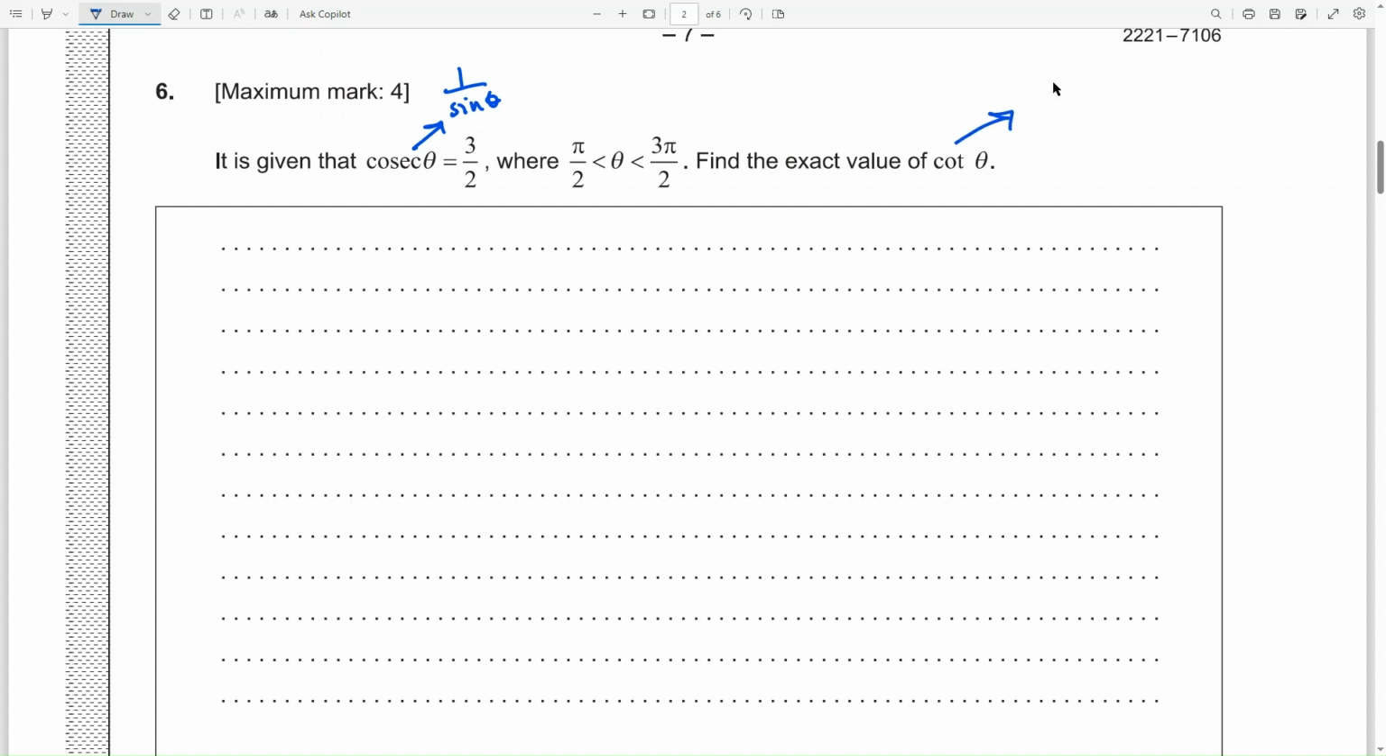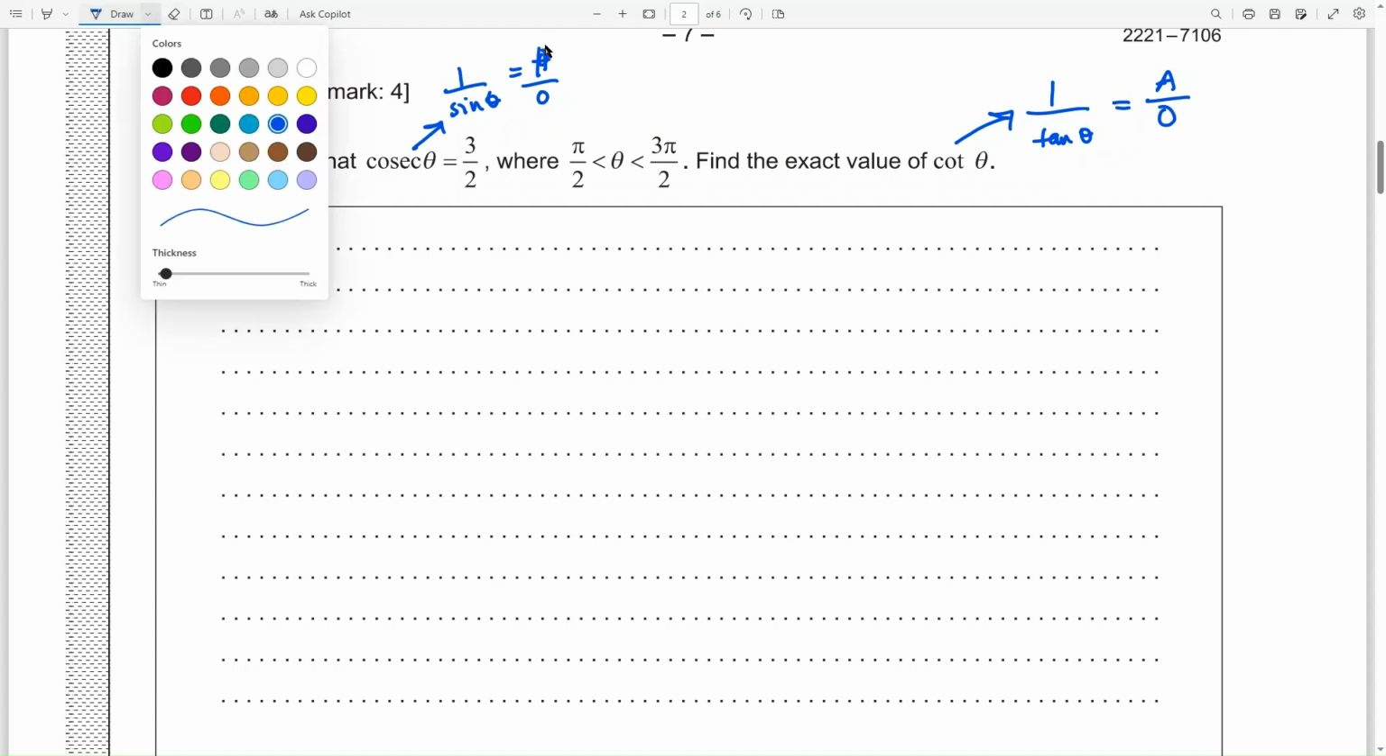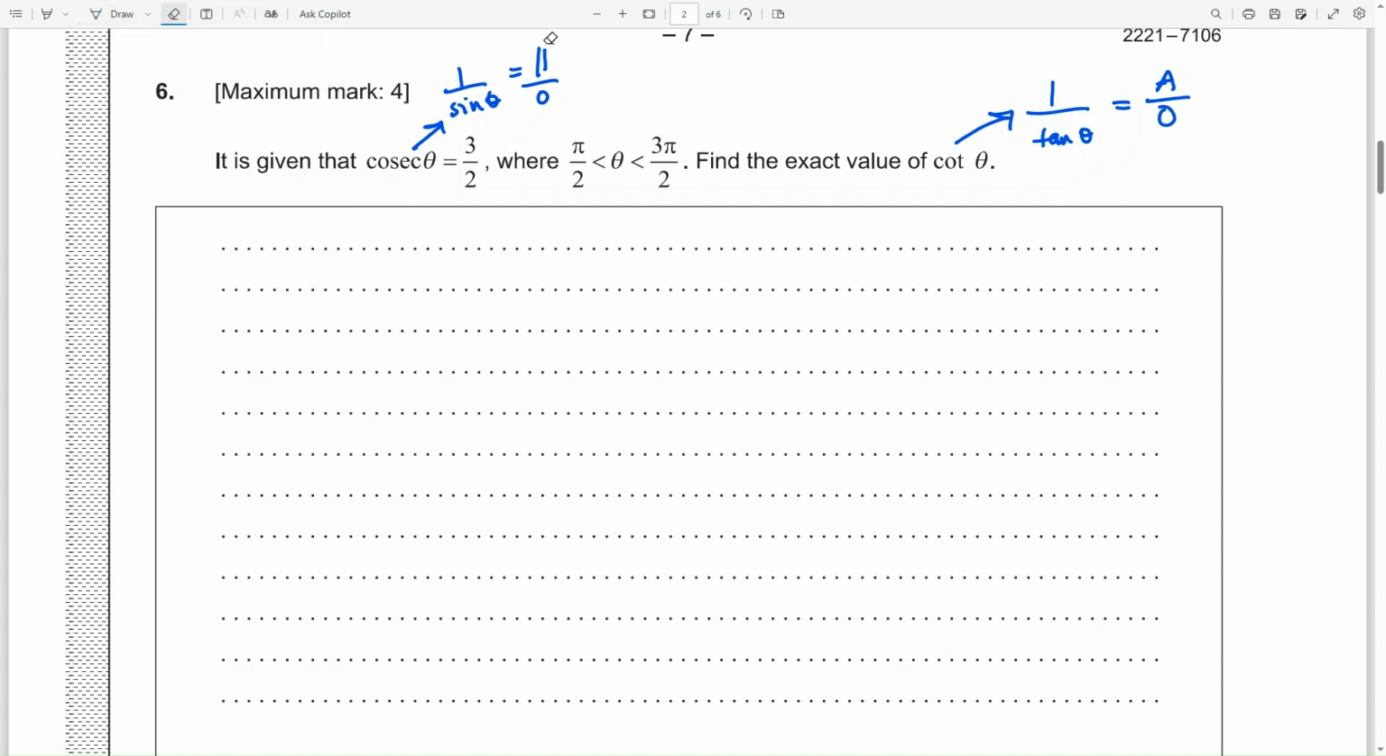And then cot theta is the reciprocal of tan theta. So instead of doing opposite over adjacent, we're going to do adjacent over opposite, right? And instead of adjacent being in the denominator, we have it in the numerator. Great.